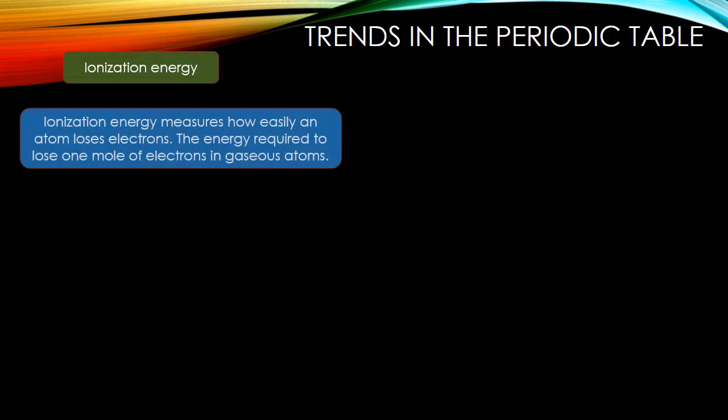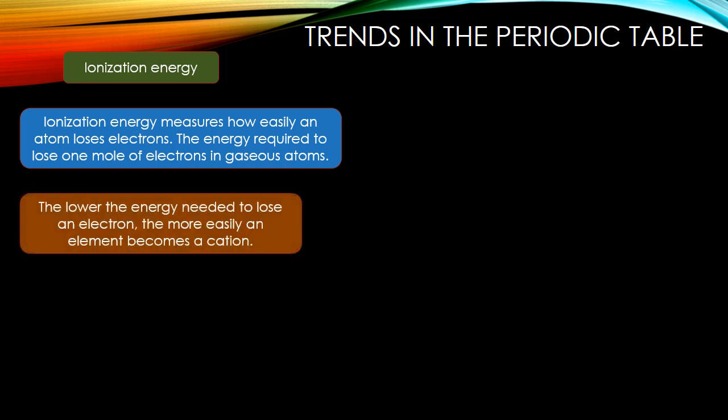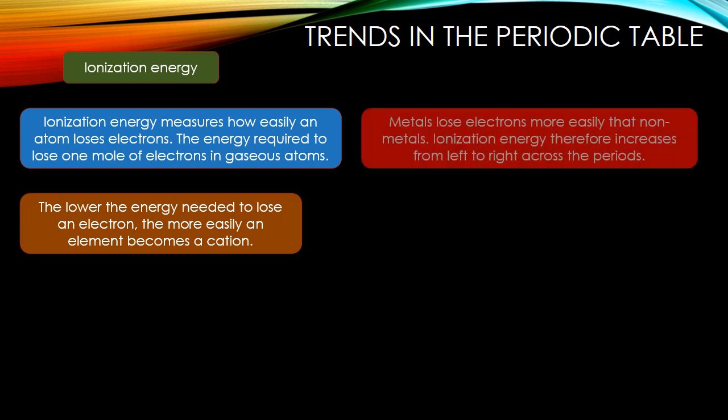Ionization energy. Ionization energy measures how easily an atom loses electrons. Therefore, we can say that the first ionization energy of an atom is the energy required for the atom in its gaseous state to lose 1 mole of electrons. The lower the energy needed to lose an electron, the more easily an element becomes a cation. Therefore, metals become cations more easily than nonmetals.